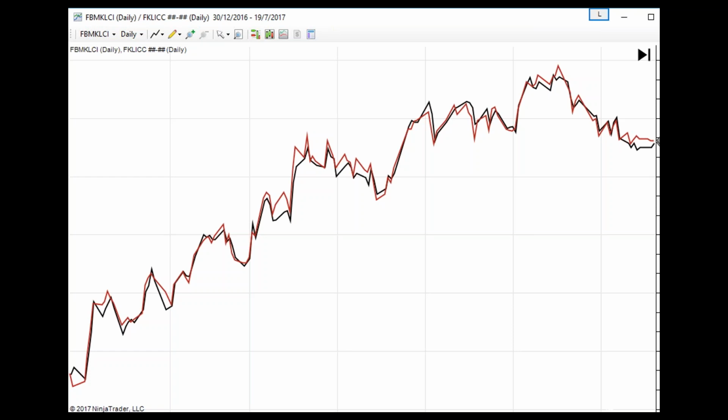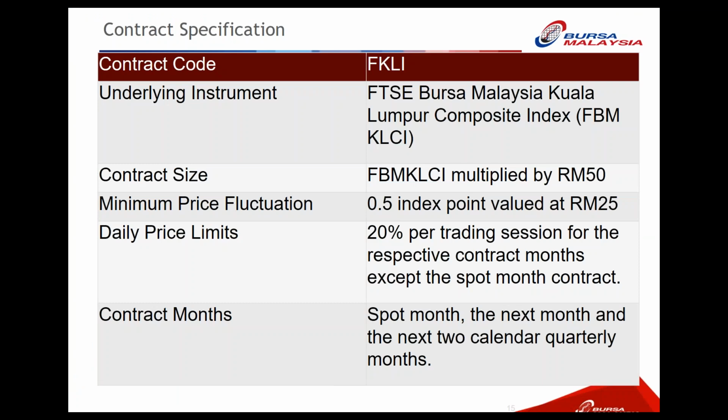So unlike the index, you don't have to worry about expiration. With futures, you have to worry about the so-called expiration. Okay, these are the two main differences between FKLI and KLCI. And then the next part will be the contract specification.